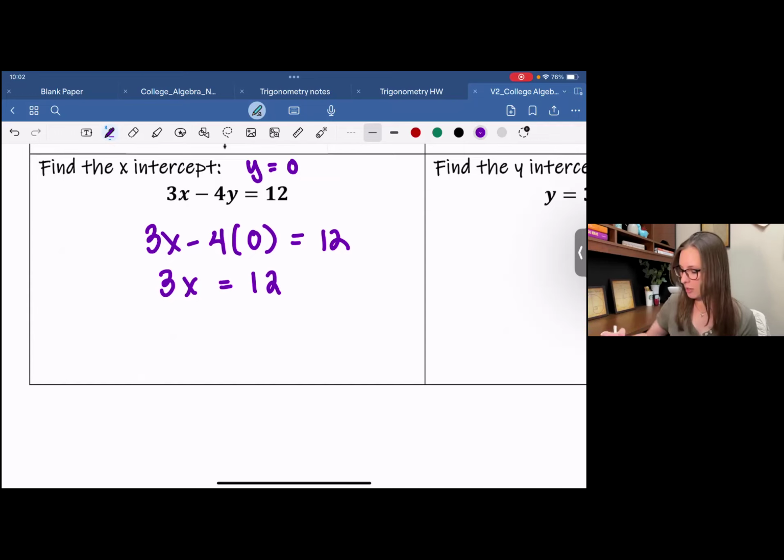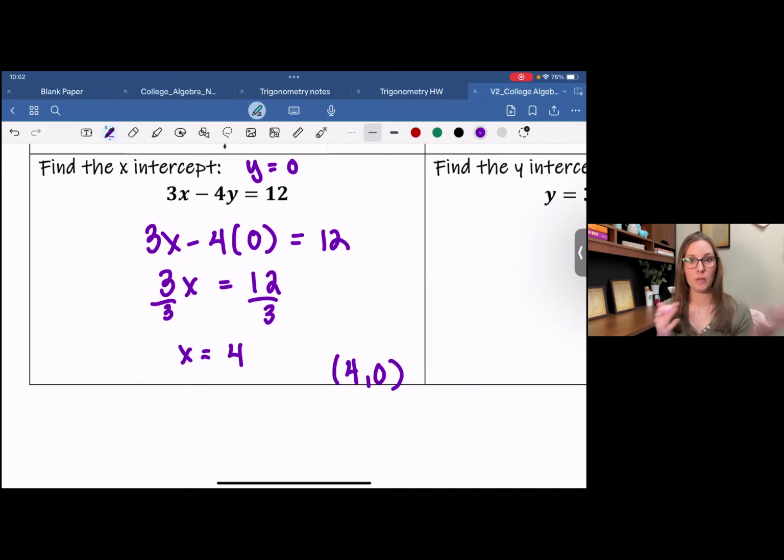And then solve for x. So it's 3 times x, which means we're going to divide. And we get 4. So the x value of the x-intercept is 4. If I were to write that as a point, that would be 4, 0.